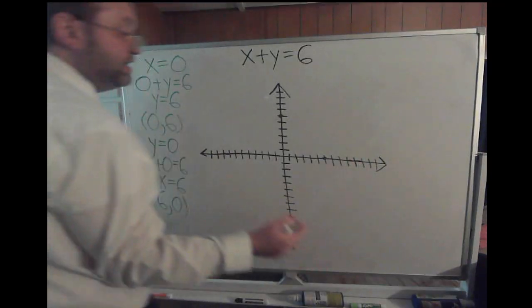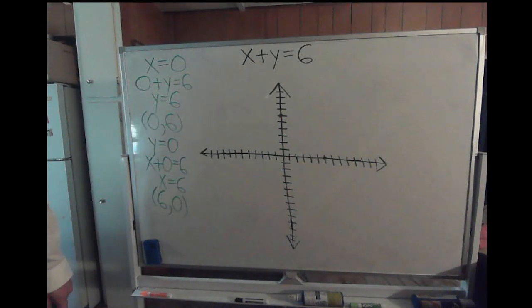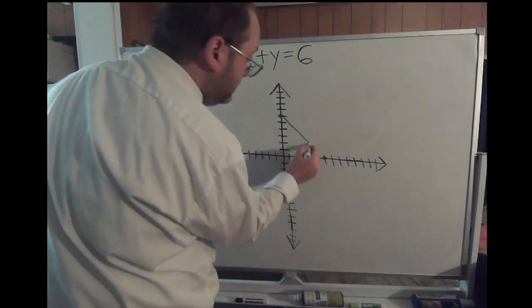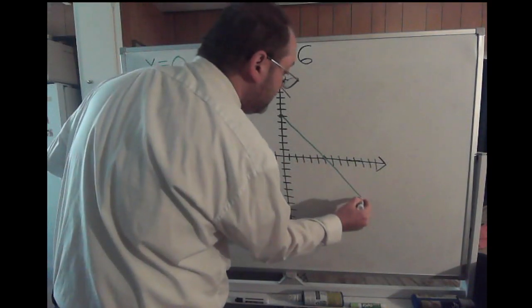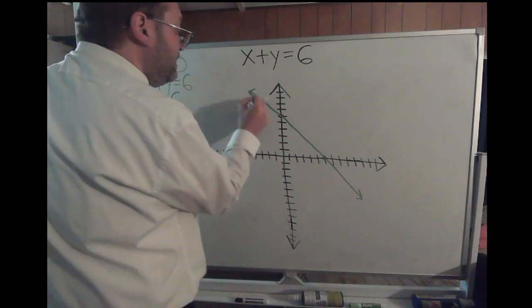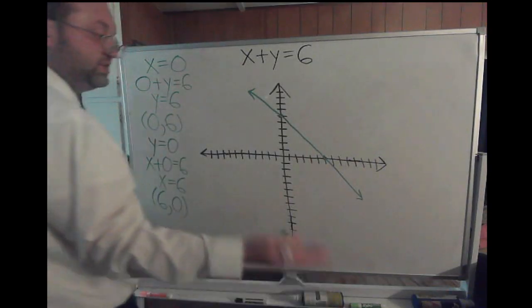And now all you got to do, since you've plotted your 2 points, you're just going to draw a line between them and through them. Draw a line between them and through them. And what do you know? You have the graph of the equation x plus y equals 6.